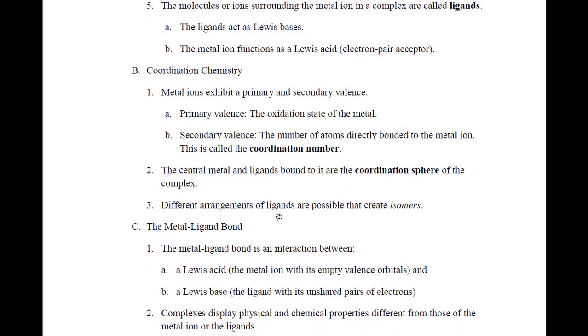Different arrangements of ligands are possible, and those create isomers. An isomer is a structure or two or more structures that have the same kinds of atoms in them, but the atoms are arranged physically differently in space. So whenever we can physically arrange something in two or more ways using just the same atoms that we had before, those are called isomers, equal existence.